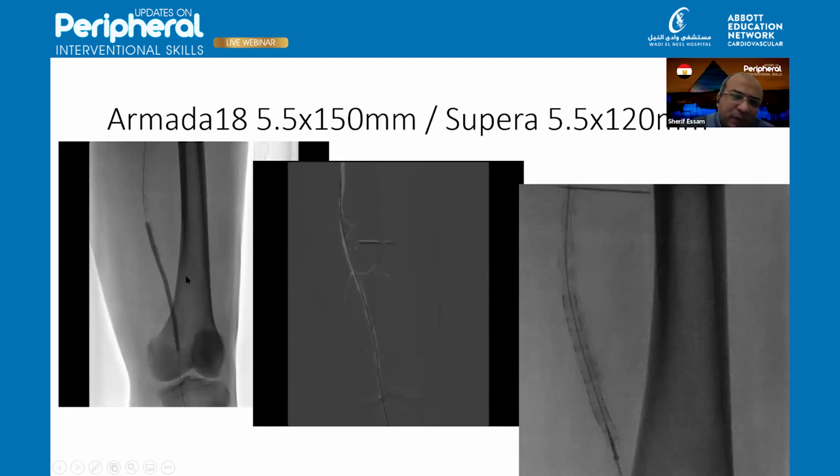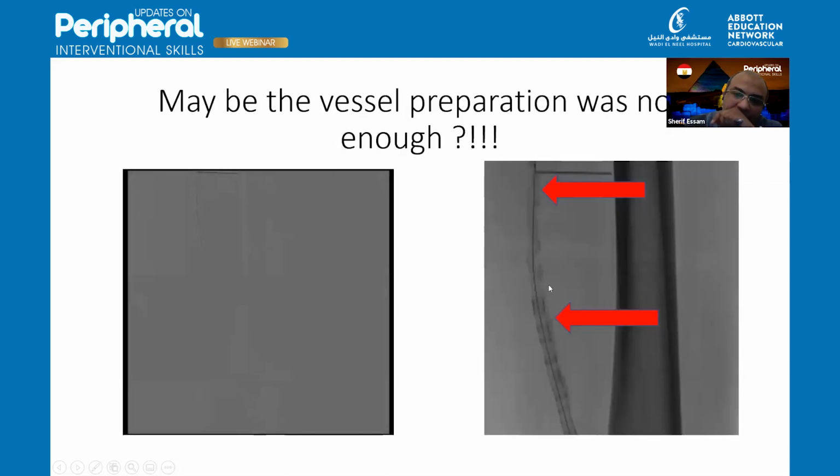This coming part is pretty interesting, because what we did is we used an Armada 18, a 5.5 by 150 balloon, and then we decided to implant a Supera 5.5 by 120 in this part, the lower SFA. As you can see, that's the Supera delivery system going up in here. Okay, and then we started to deploy the Supera. And as you can see here, that's a still image of the Supera after deployment.